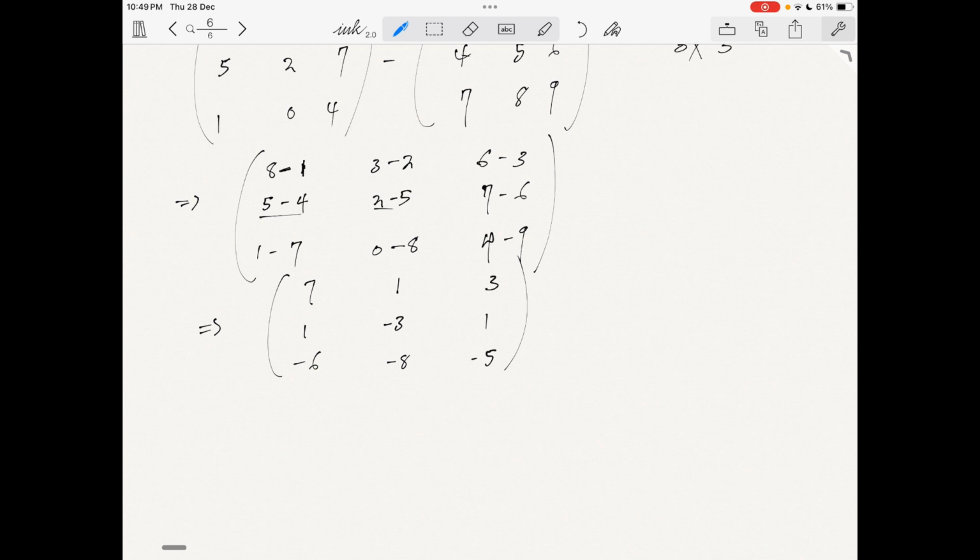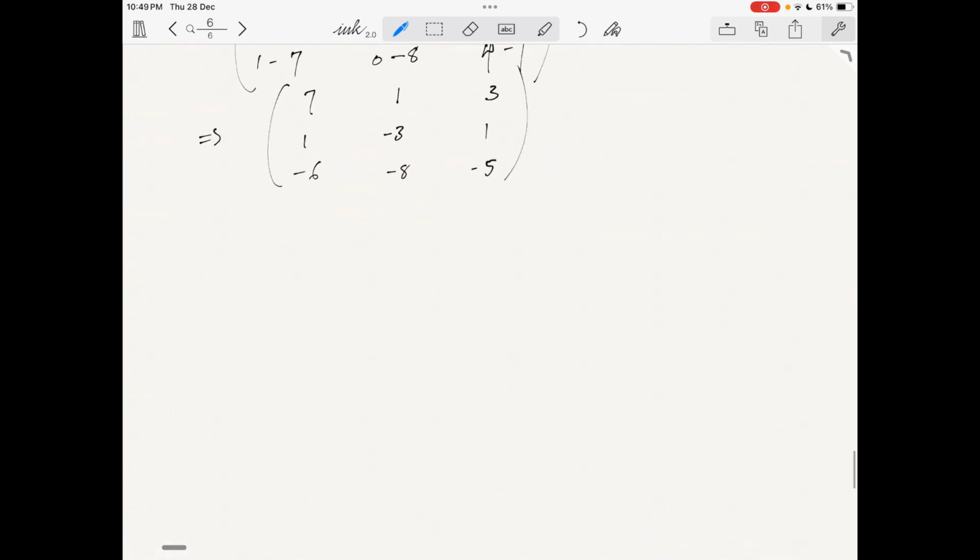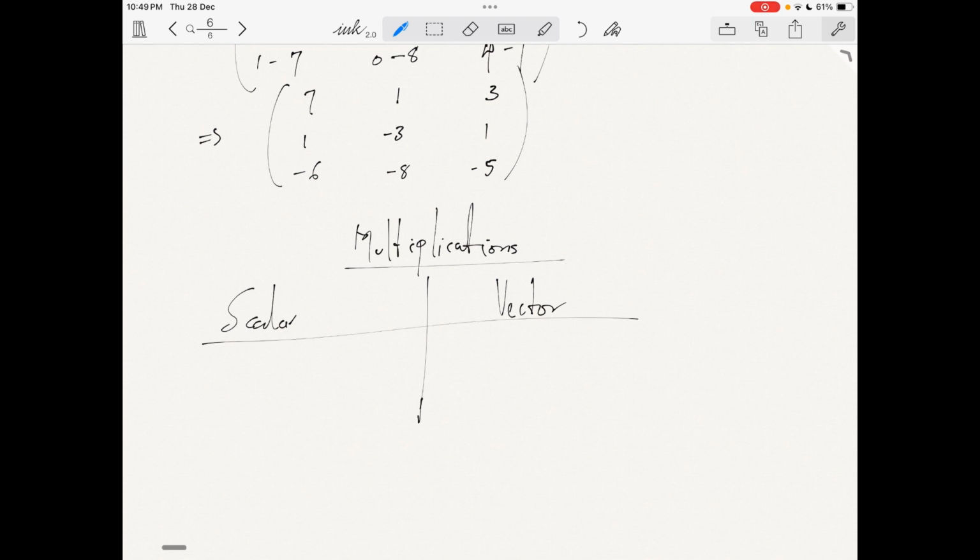Now we want to go over quickly into multiplication of matrices. Okay, now there are 2 forms of multiplications. We have the scalar multiplication, and we have the vector multiplications. So the scalar multiplication is like a matrix multiplied by a single number. Okay, a single number by a number.